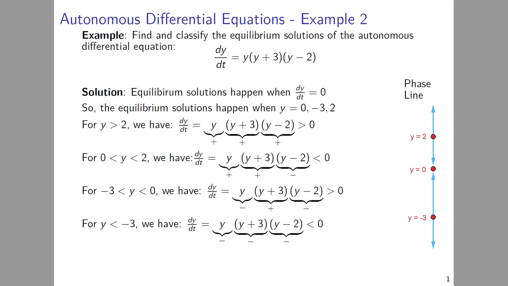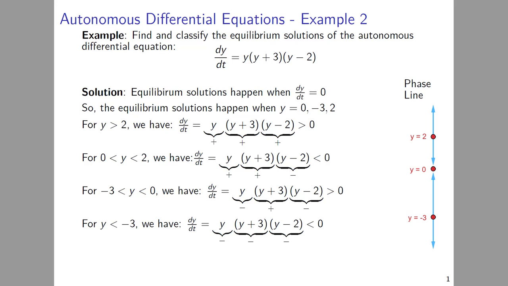For values of y between 2 and 0, dy/dt is negative, so we'll indicate that y is decreasing with the arrow pointing down. Between 0 and -3, dy/dt is positive, so y is increasing up towards 0. And finally, for values of y less than -3, dy/dt is negative, so y is decreasing away from -3.